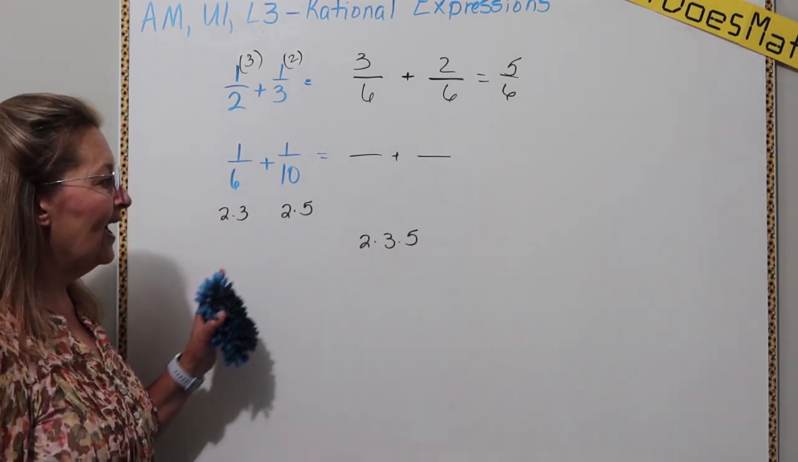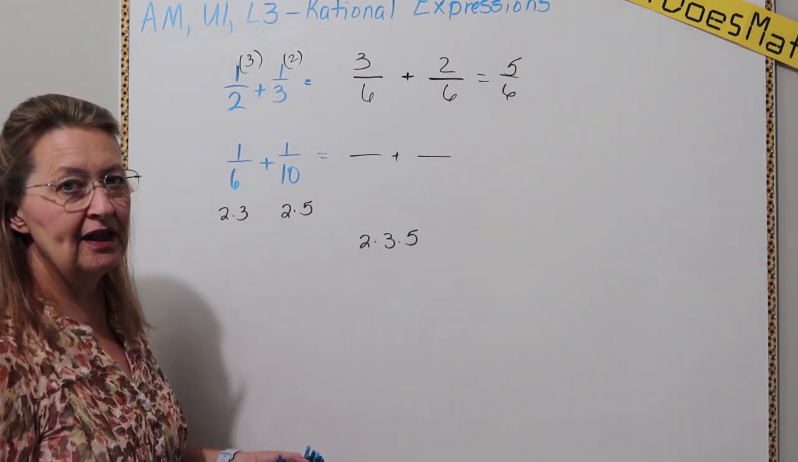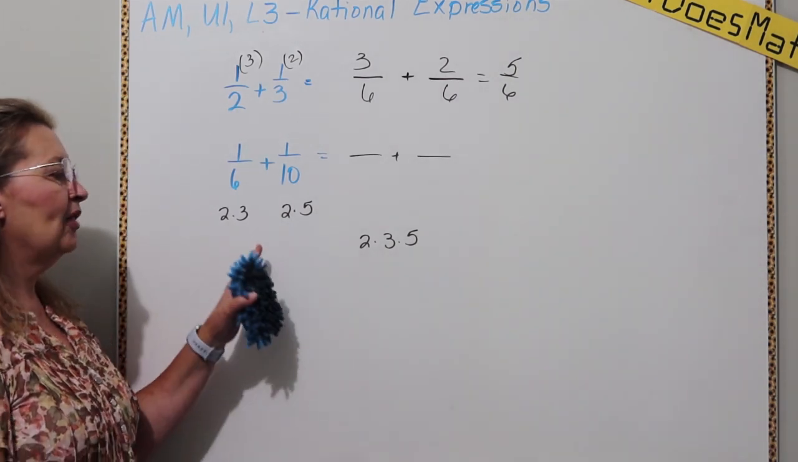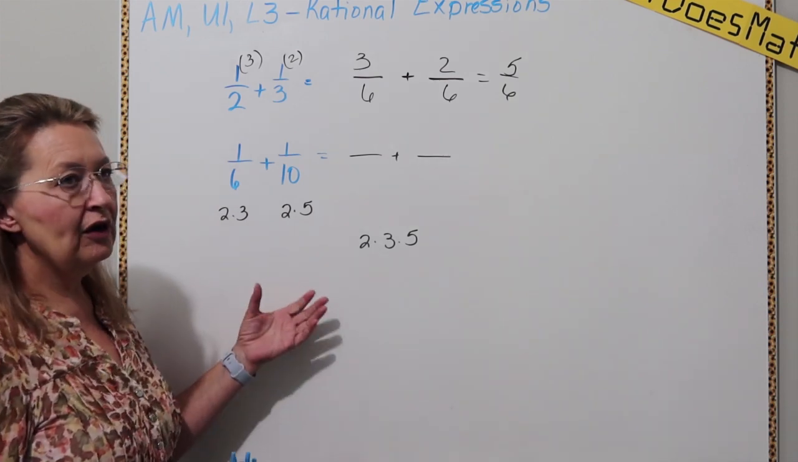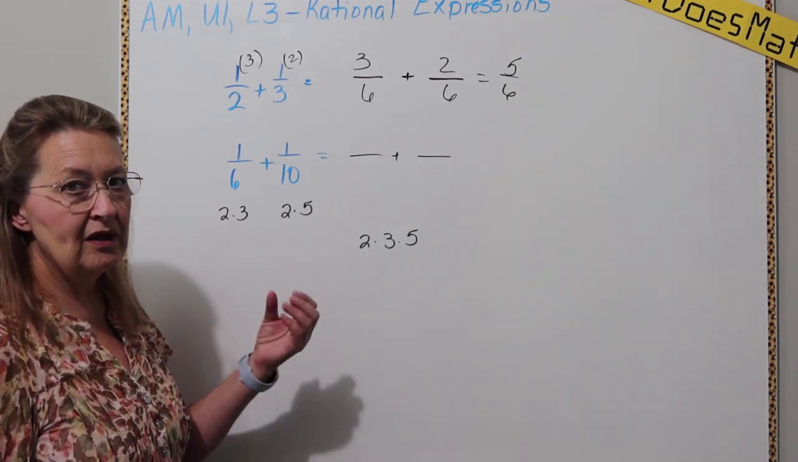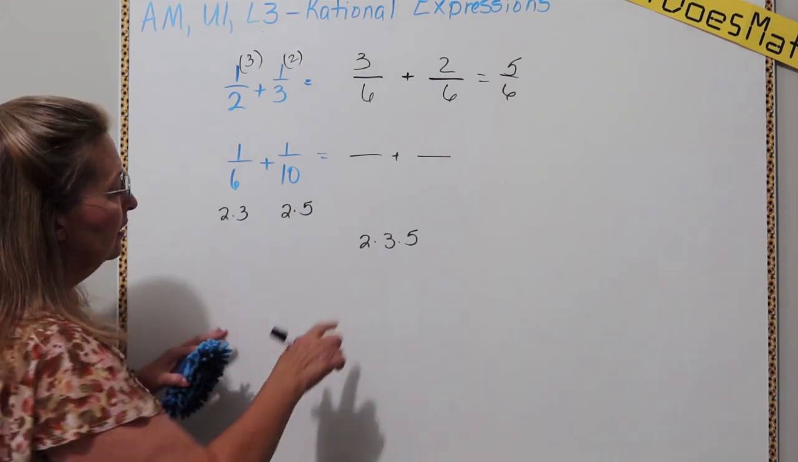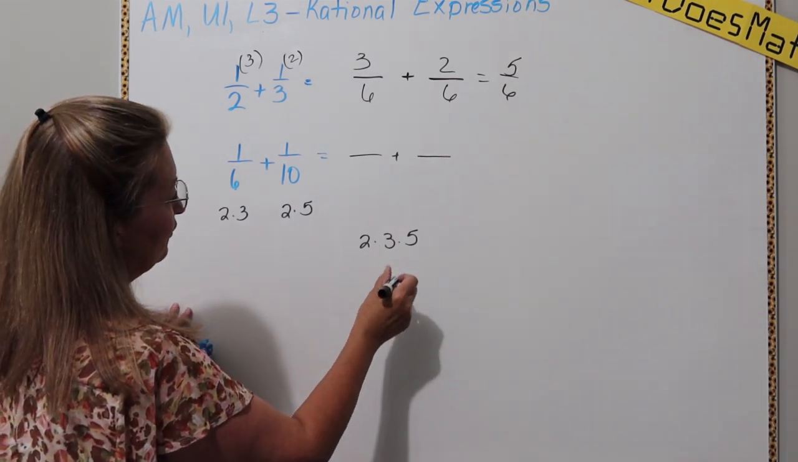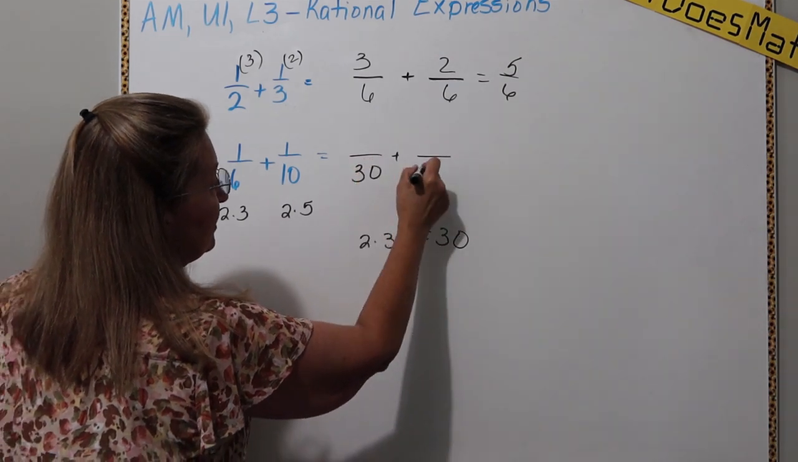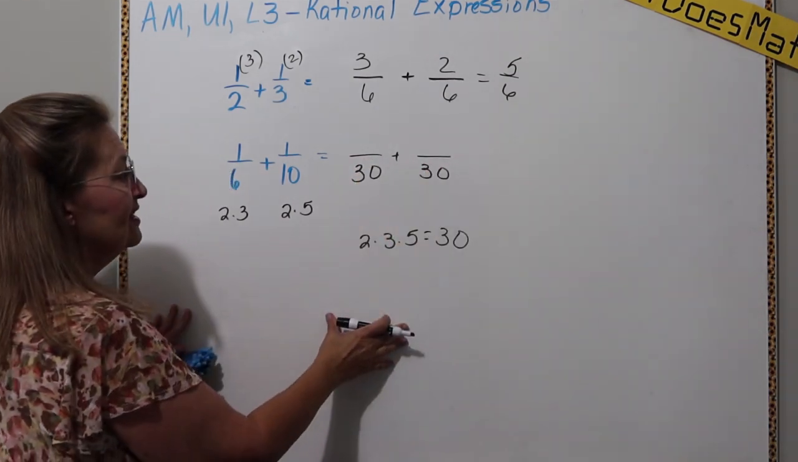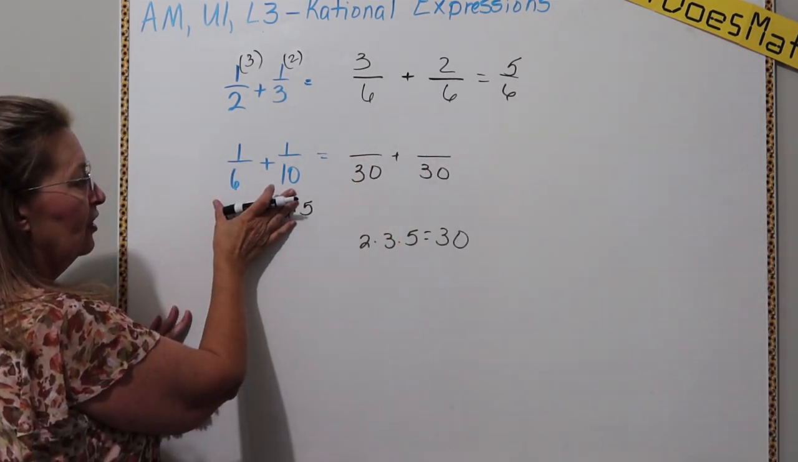Then you want to pick the highest exponent of anything that you have. Now for this example, I don't have any exponents, but just for future reference, you are going to pick the highest exponent if you have an exponent. So what is 2 times 3 times 5? Well, that would be 30. So you see there is a number smaller than 60 that both of these will go into.